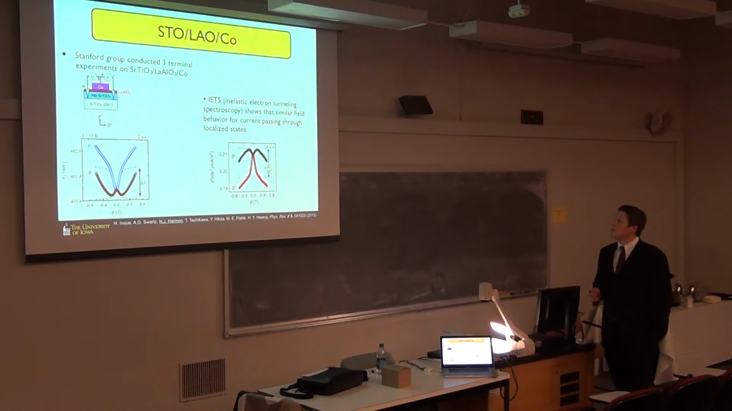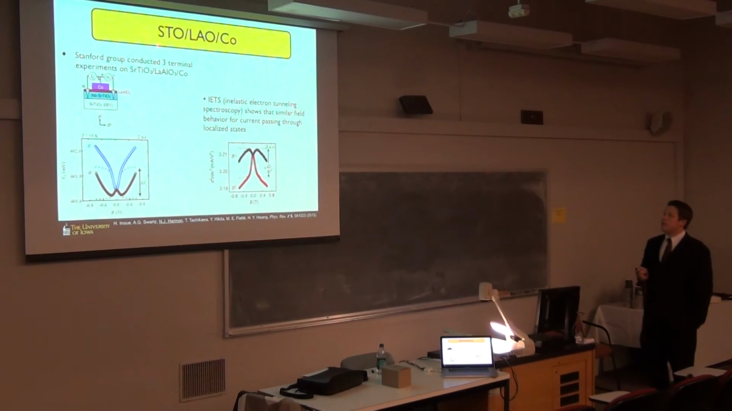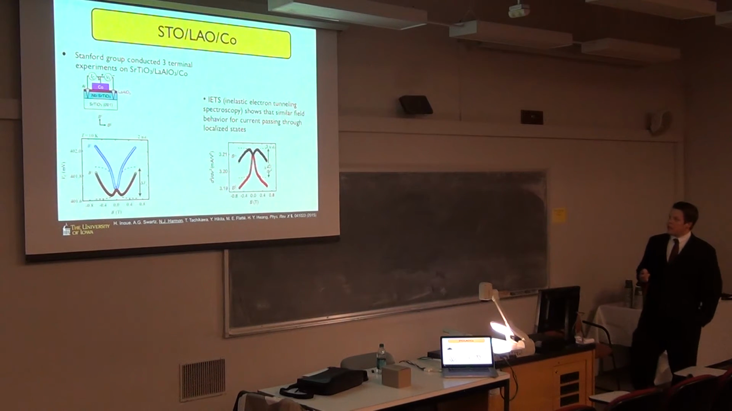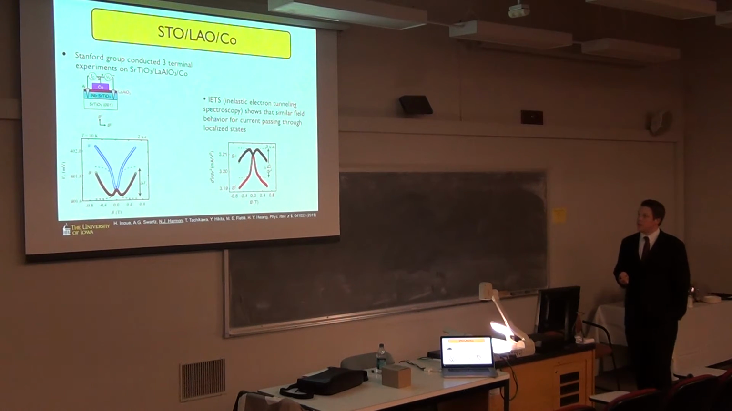And the group at Stanford performed experiments on strontium titanate with an LAO, lanthanum aluminum oxide, tunnel barrier, and cobalt as their ferromagnet. They measured these Hanle effects, both the inverse and the regular Hanle effect, which are these dashed curves. You can ignore these higher field solid curves. These dashed curves are the inverse and normal Hanle effect.